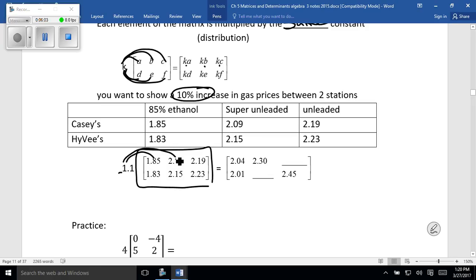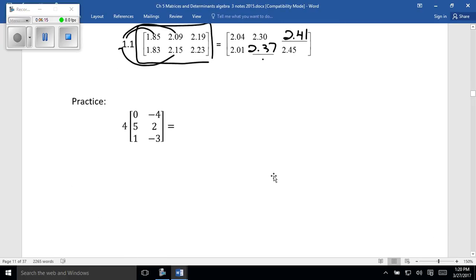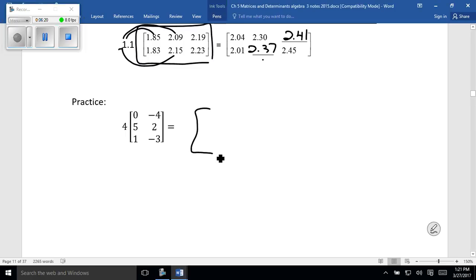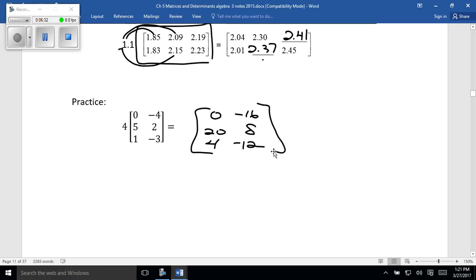So what's this one going to be? 2.41. And what's this one going to be? 2.37. Scalar multiplication. Good? Okay, your turn. So it's a 3 by 2. Your first one is 0. Beautiful. Good with scalar multiplication?